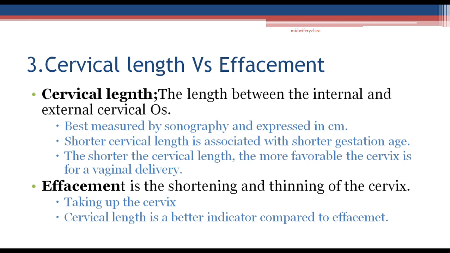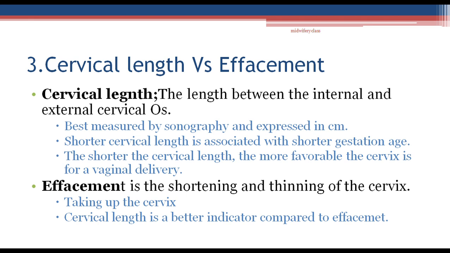After knowing this, let's also take a look at the effacement. The effacement is the shortening and thinning of the cervix. Some medics describe it as taking out of the cervix because a fully effaced cervix cannot be felt. That's a point to note. And cervical length is a better indicator compared to effacement. Why? Because when you use effacement to give your Bishop score, the inter-observer variability is far greater than when you use a cervical length.